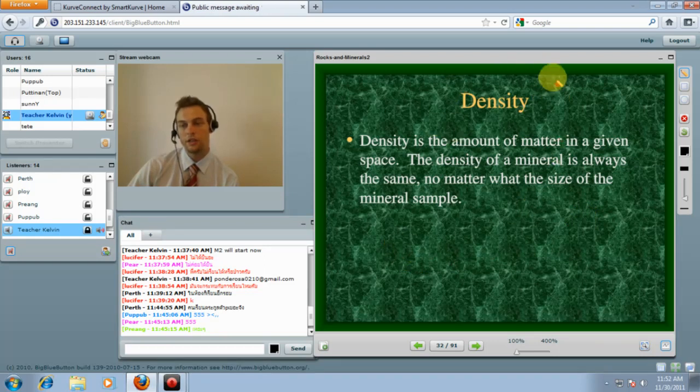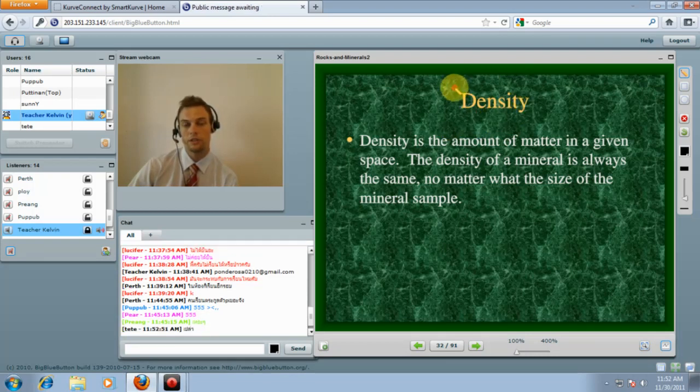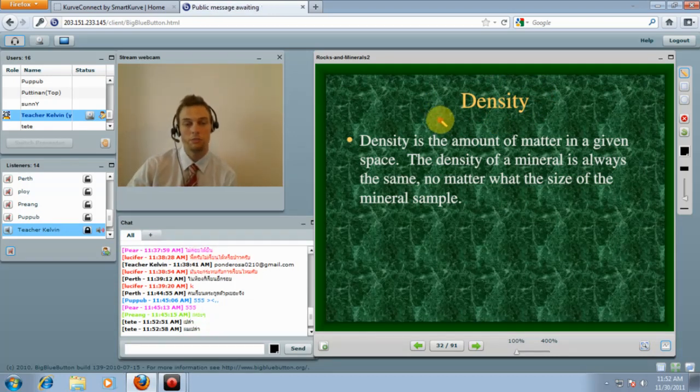So, density. You might remember it from some physics lecture you've had at some point. Density is just the amount of matter in a given space. It's how much of something is in a specific space. Atoms that are very close together are going to be more dense than a substance where the atoms are further apart.